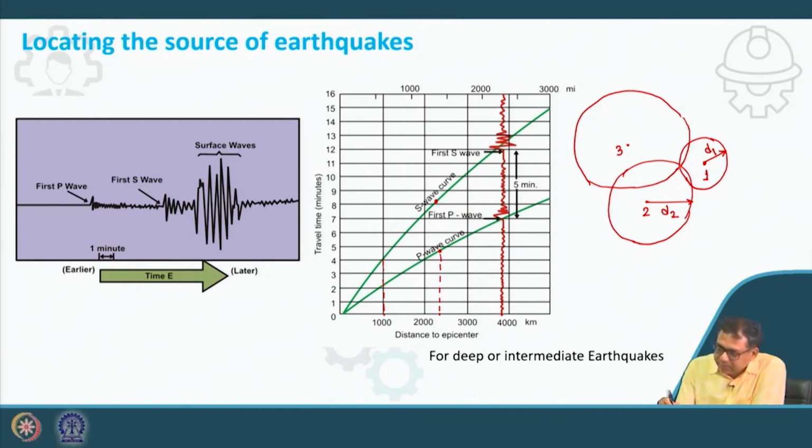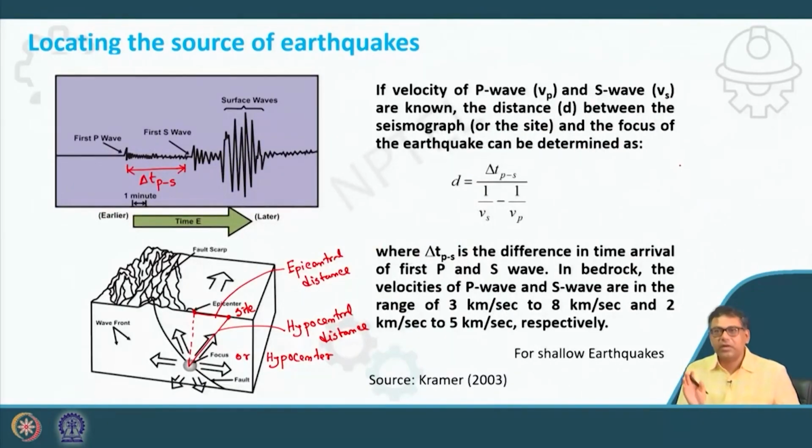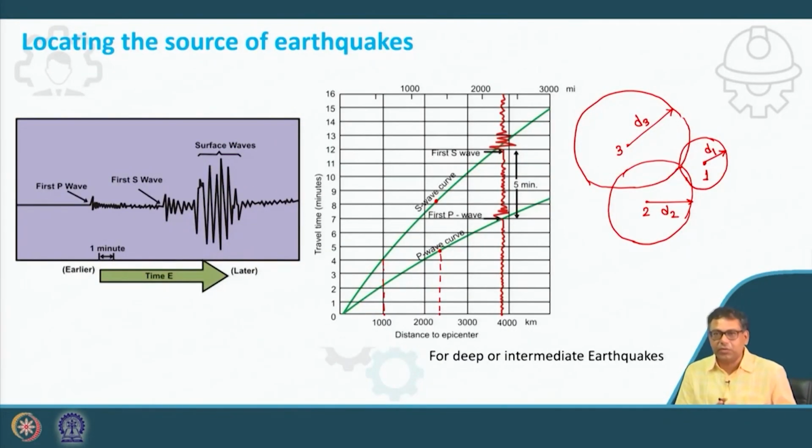So it will pass this point. The point where all these 3 circles pass is the epicenter of the earthquake. Clear? You need at least 3 points to locate the epicenter, and that is true here also, but if you use more, your accuracy will increase. Sometimes, because of some approximation, these circles may not touch a single point, or they may not pass through a single point.